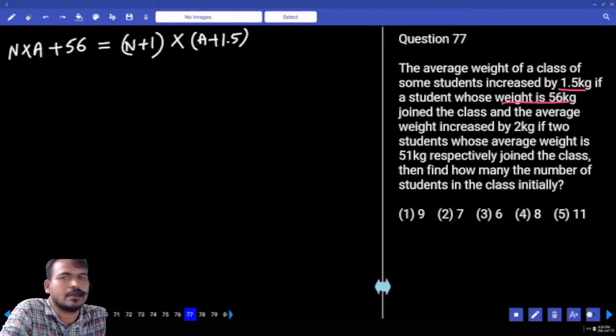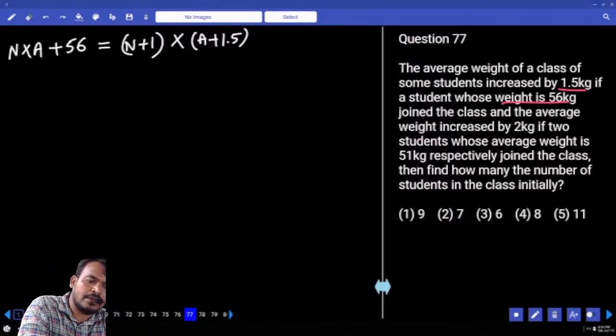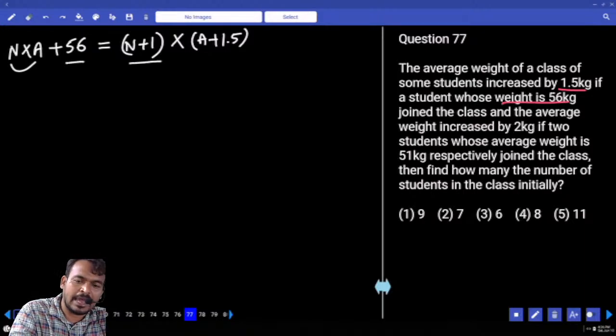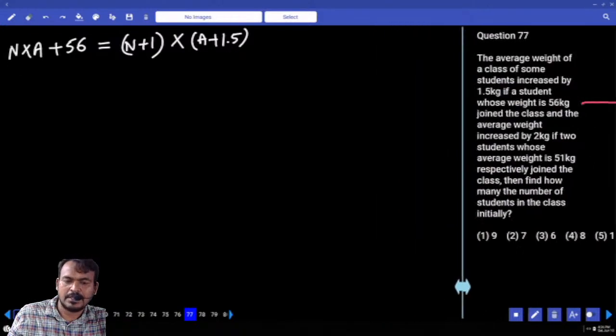Variables తీసుకుంటేనే చేయగలుగుతాం. How many unknowns are there? Two unknowns. The number of students is unknown, the original number of students is unknown, and the original average is also unknown. What is the left hand side? Original sum plus 56. What is the right hand side? N plus 1 persons' average value, a plus 1.5. It is the first one.